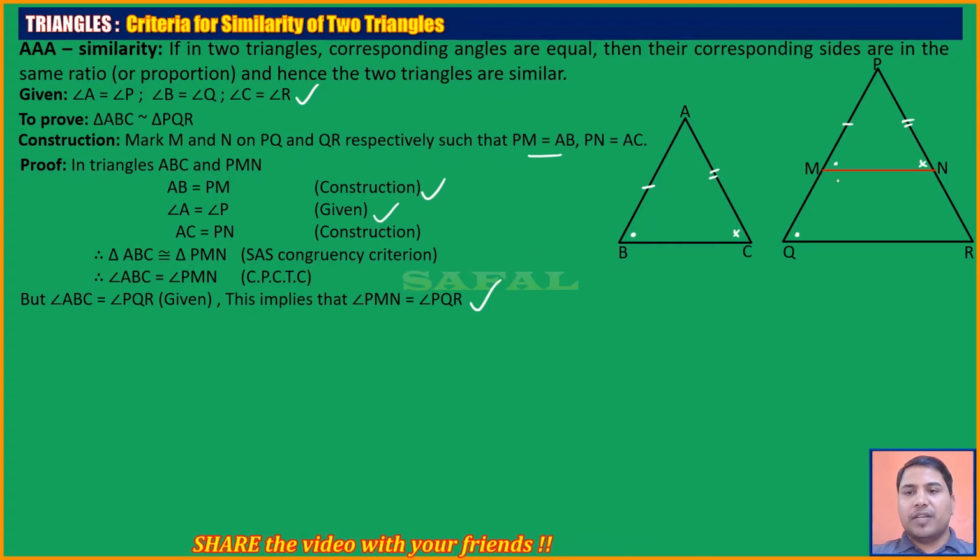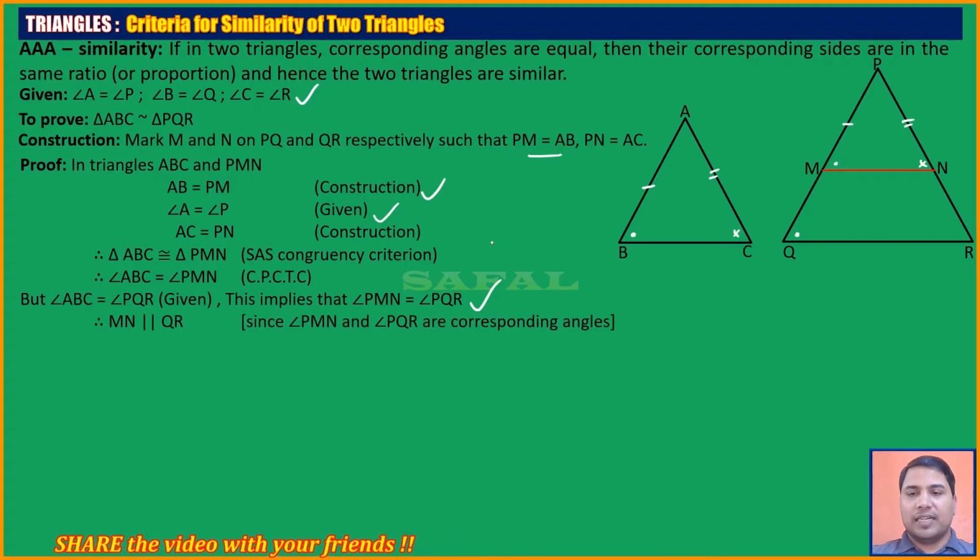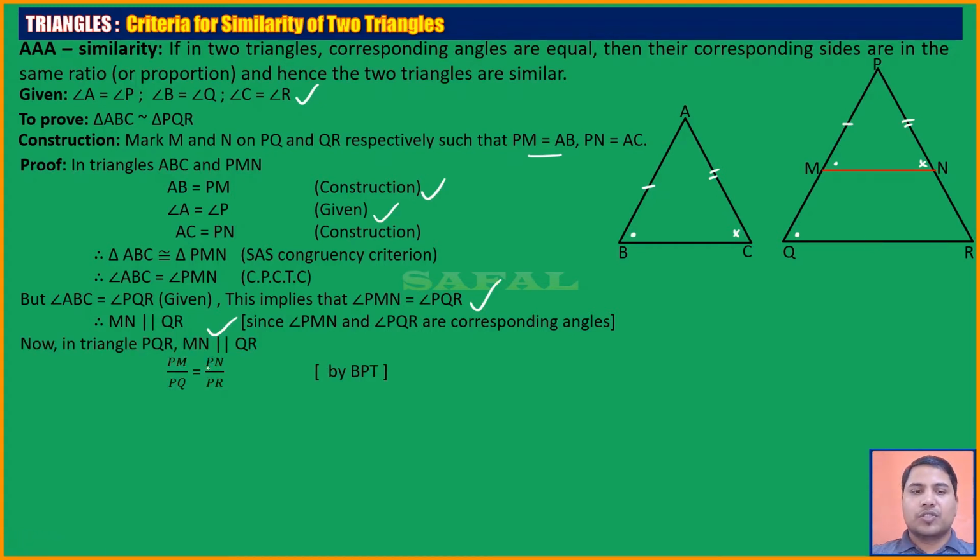Now if you watch carefully, PMN and PQR are corresponding angles. So I can say that MN should be parallel to QR. Now I need to concentrate on the bigger triangle PQR. I can see that MN is parallel to QR. So by BPT or Thales theorem, MN divides side PQ and side PR in the same ratio, so I can say PM by PQ should be the same as PN by PR.